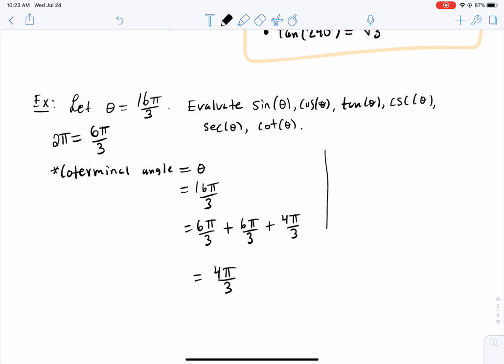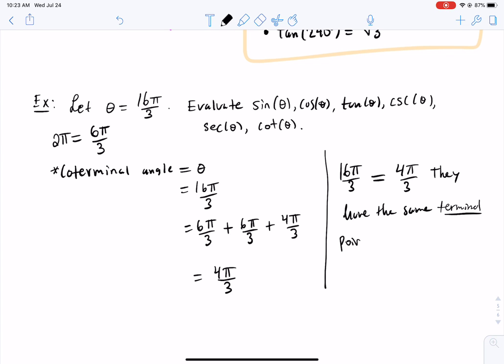So in the back of your mind, you say the coterminal angle will describe exactly the same terminal, the same ending, right? So this is what we have so far. That 16 pi over 3 is equal to 4 pi over 3, because they have the same terminal point.